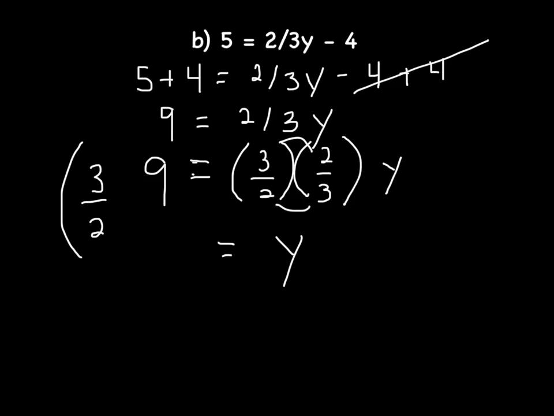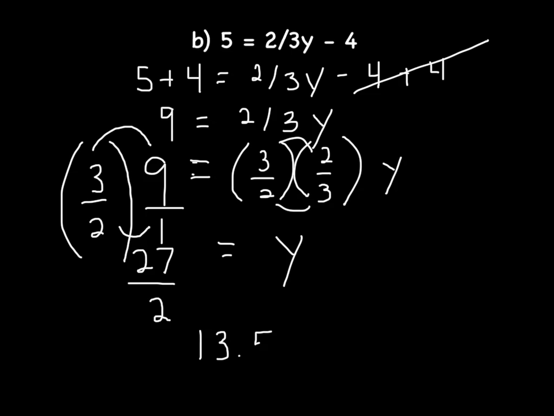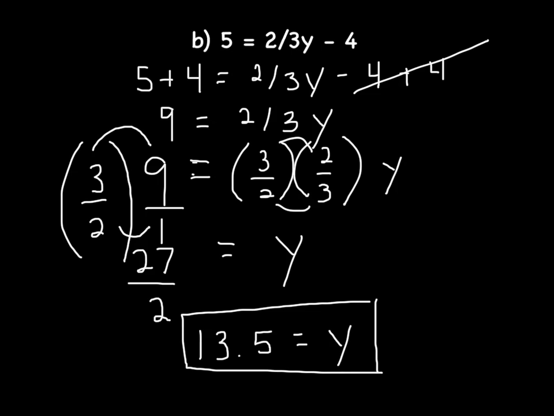Keep in mind that multiplying a fraction by a whole number, that 9 is the same as 9 over 1. 3 times 9 is 27, and 2 times 1 is 2. We can reduce this. 27 divided by 2 is 13.5. So 13.5 is equal to y. It's okay to have your variable on the right-hand side of your equation. We can verify our solution by substituting that into our equation to check and see if our answer is correct.